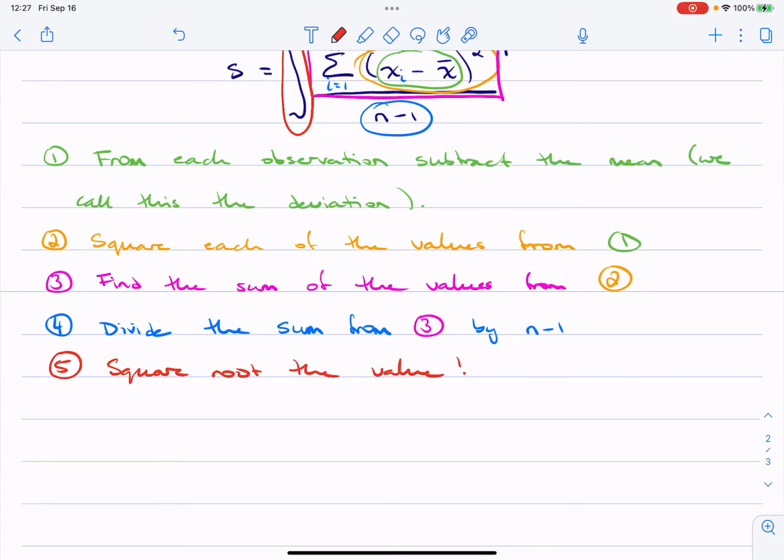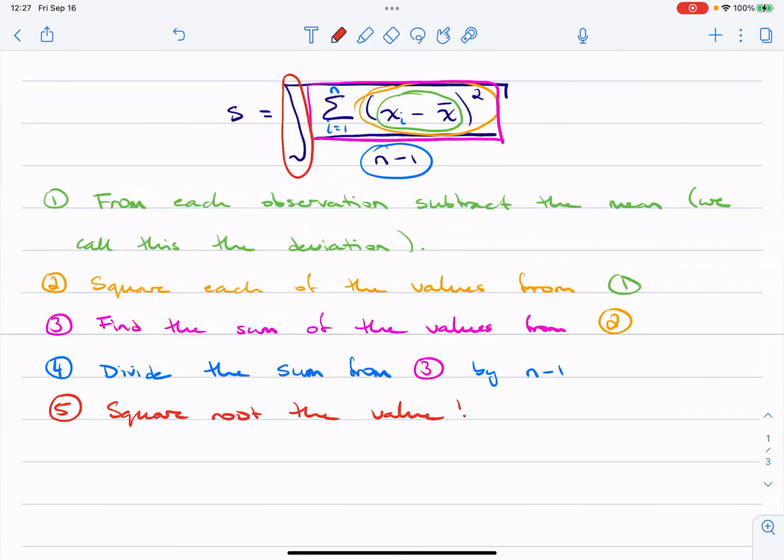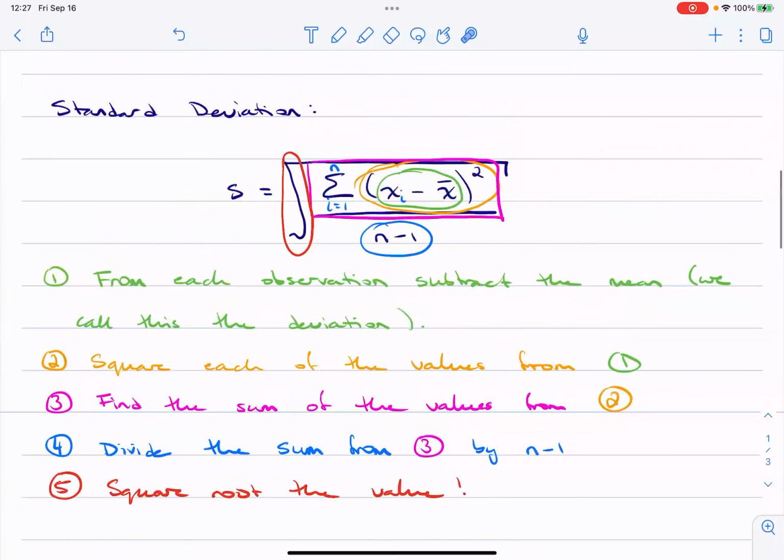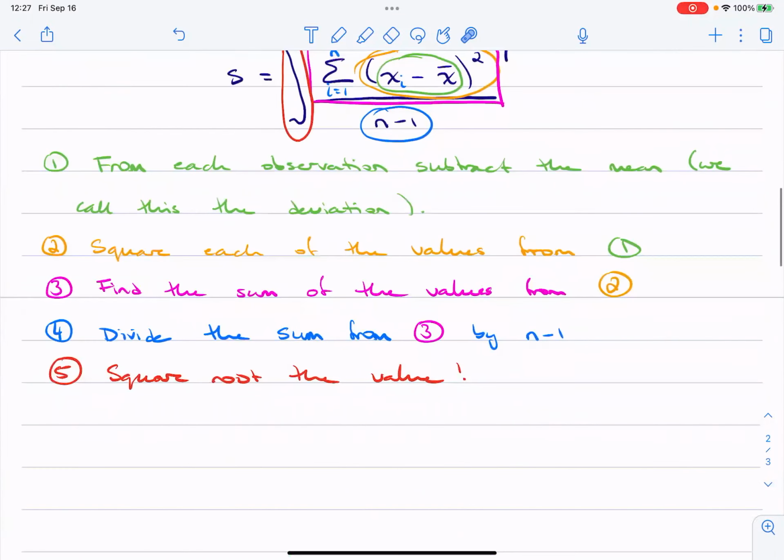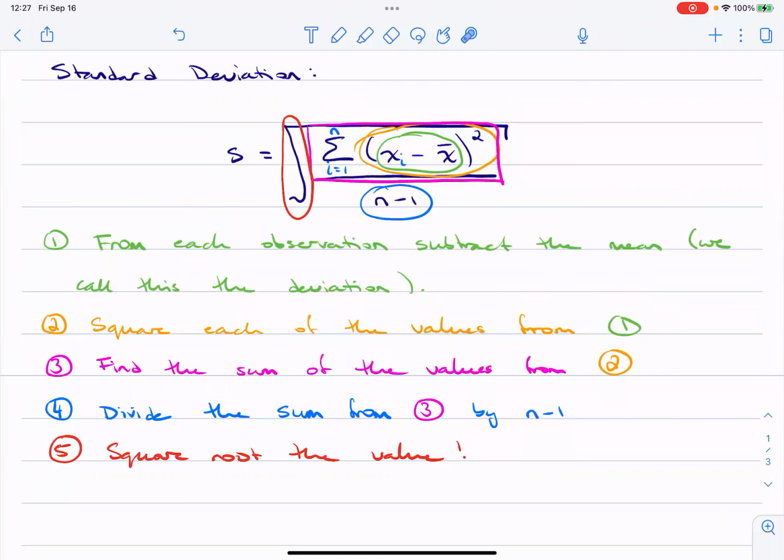This is, of course, just one of the formulas that we could use. There's lots of other formulas that do the same thing. They've just been reworked. But I like this one because it highlights that it's the distance between the observations and the mean, which is kind of at the core of this thing. Spread. Okay. Any questions about the standard deviation?